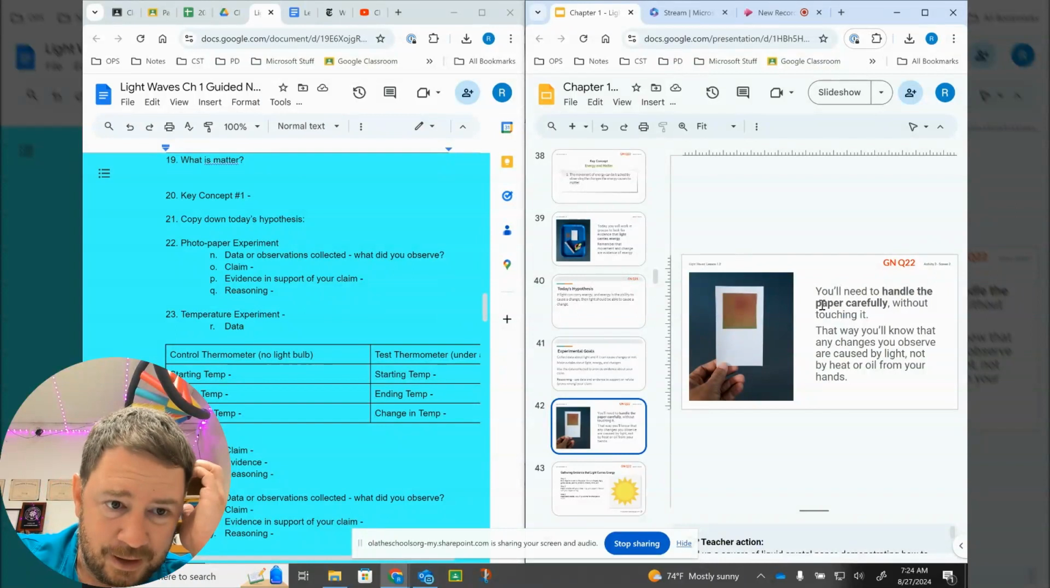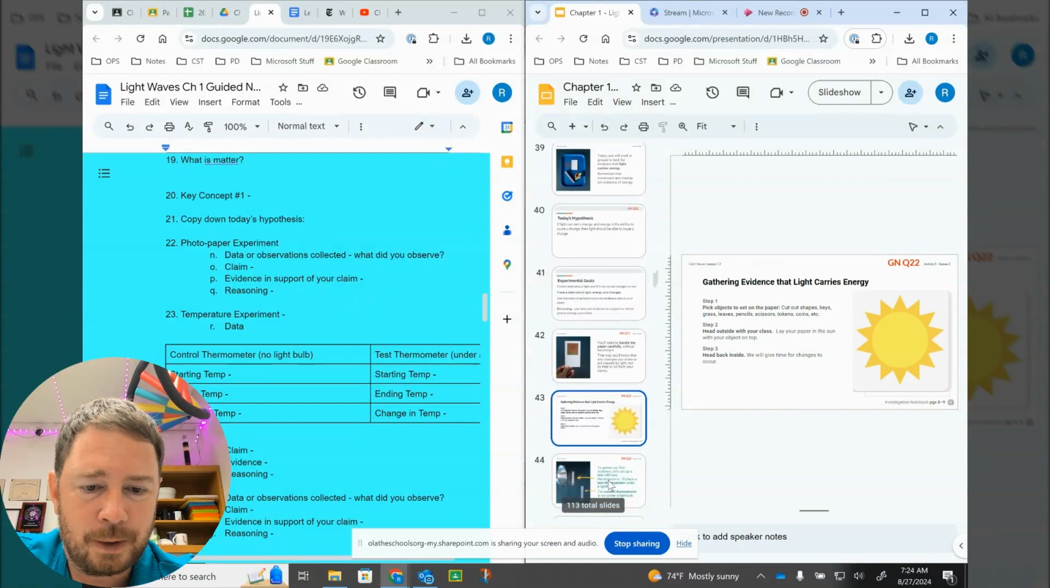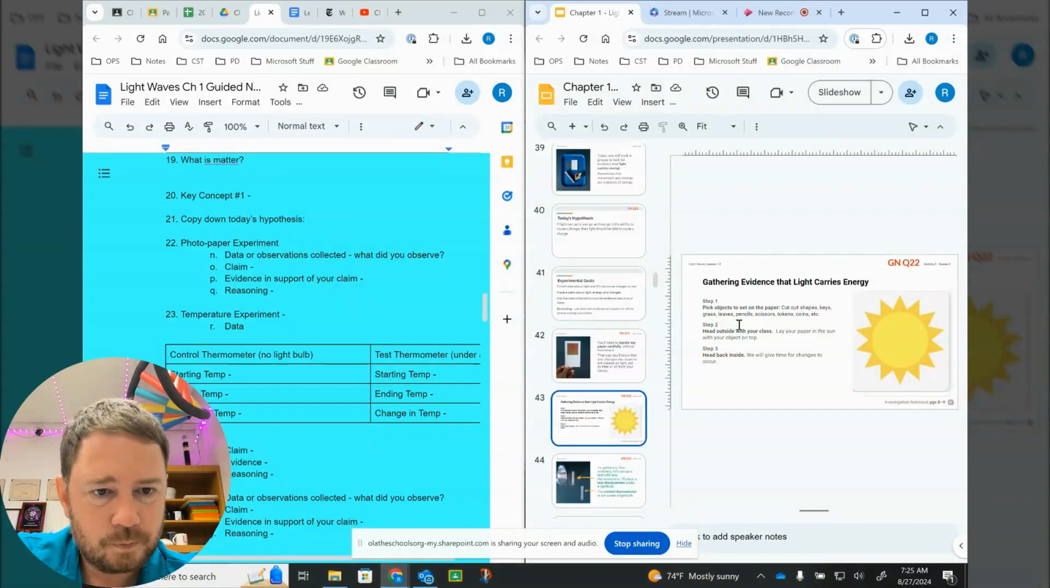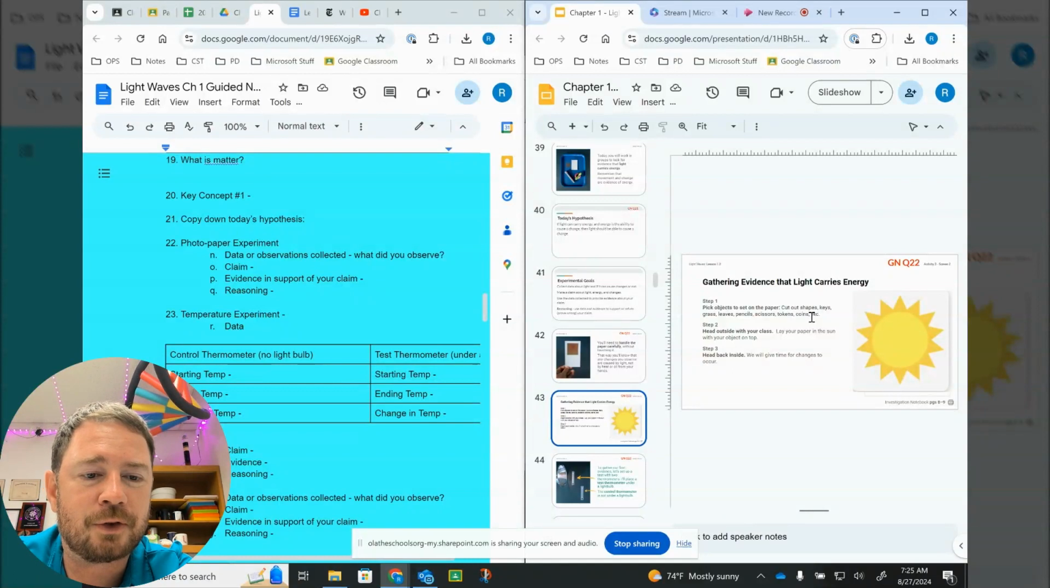So we're going to need to carefully handle the paper without touching it, or at least touching the corners of it. What we're going to do is we are going to put objects on the paper. It could be a cutout shape, like if you cut out shapes from other papers. It could be keys, grass, leaves, pencils, scissors, tokens, coins, paper clips, whatever.